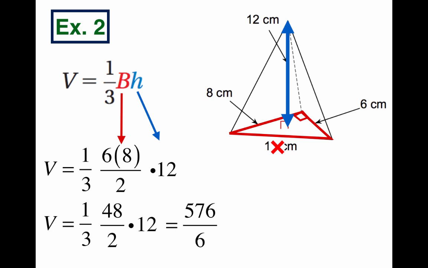And on the bottom, you know how it was 1/3 and it had a 2. 3 times 2 is 6. So we're going to take 576 and we're going to divide it by 6. And we get a nice even answer, 96. So our volume is 96 centimeters cubed, cubic centimeters. And that is our solution.